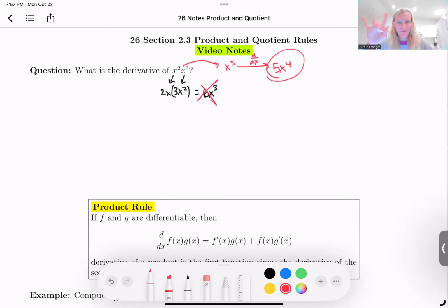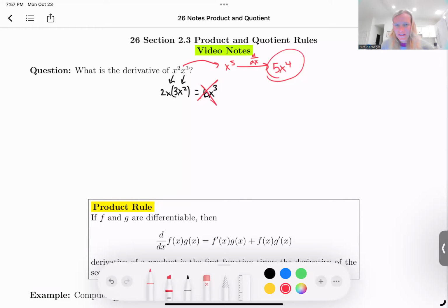The main reason of doing these two different methods for me here is to show you that if I have two functions multiplied by each other, I cannot just take their derivative separately and multiply them together. So in this one, we were able to simplify first. That won't be possible in every problem. Okay, if I had x times e to the x, there's no simplification that can be done. So we had to figure out how to deal with this.